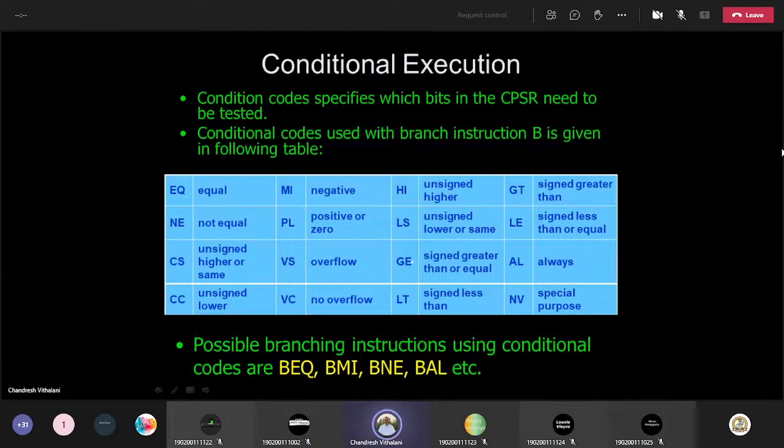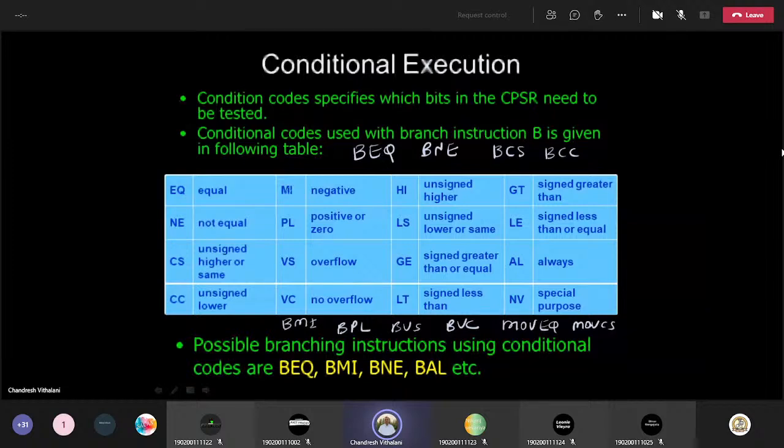So you can add all these condition codes along with the branch instruction, like along with B, you can add EQ, so it becomes BEQ. Along with B, you can add NE, so it becomes BNE. Along with B, you can add CS, CC, BCC. So all these condition codes you can add. Like MI, if you add, it will become BMI, then BPL, BVS, BVC, and so on. Not only with the branch instruction, this condition code you can also add with the move instruction, like MOVEQ, MOVCS, and so on.